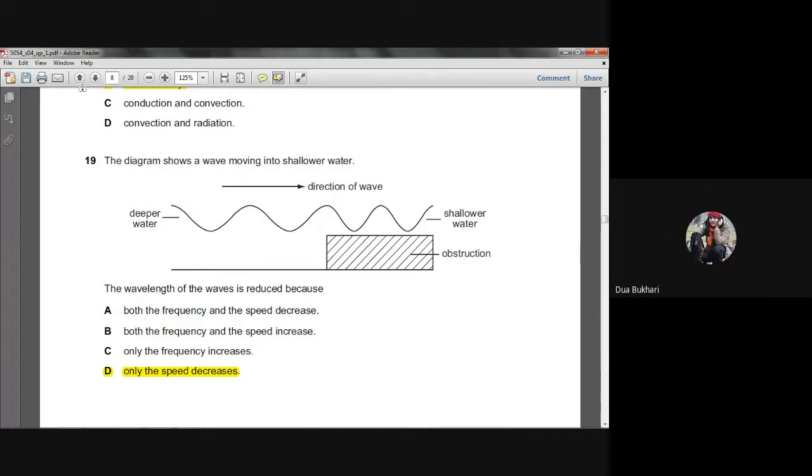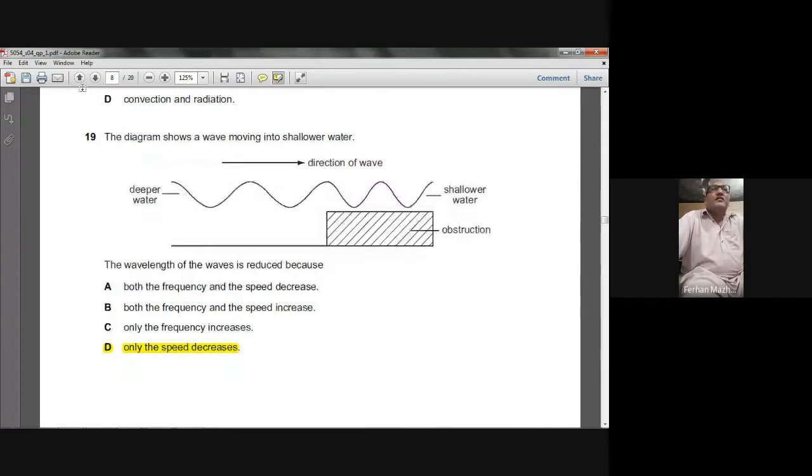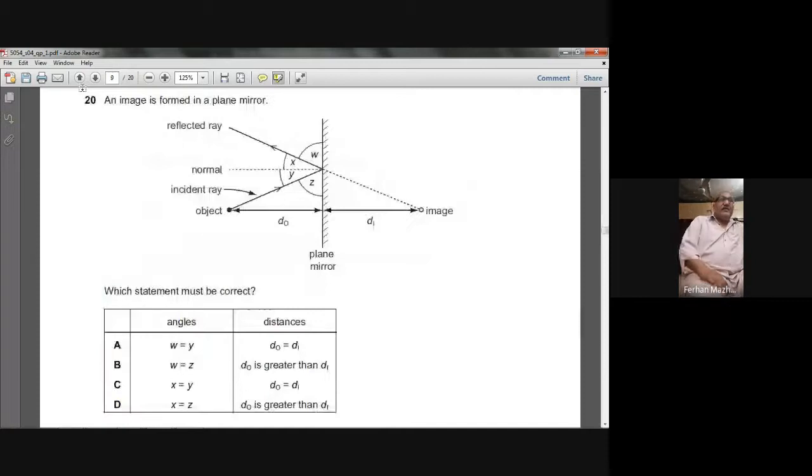Okay. The image is formed in a plane mirror. So here you can see we have an object. Here is the incident ray. Here is the reflected ray. We have prolonged the reflected ray behind the mirror, and we have prolonged this behind the mirror. Where these two lines intersect, the image is seen. So which statement must be true?